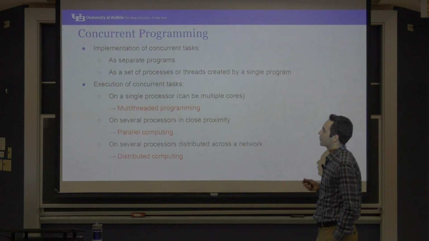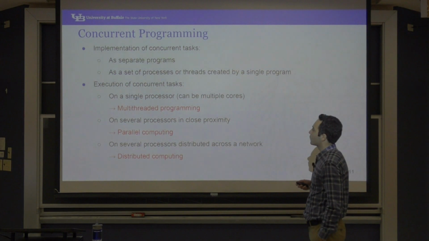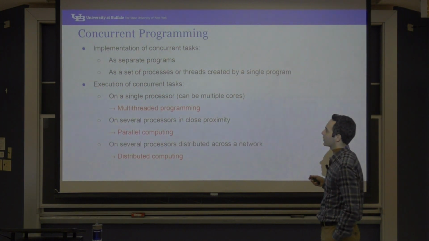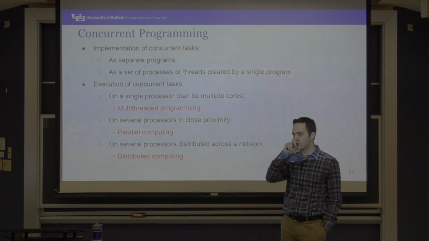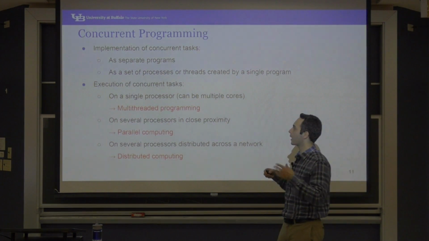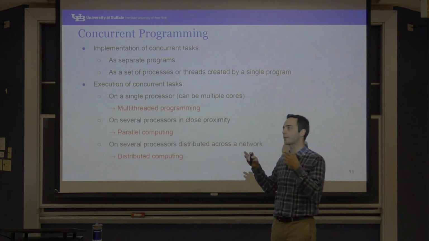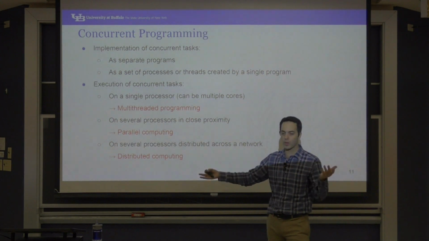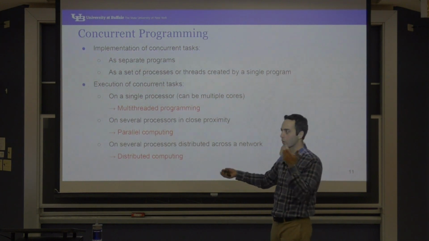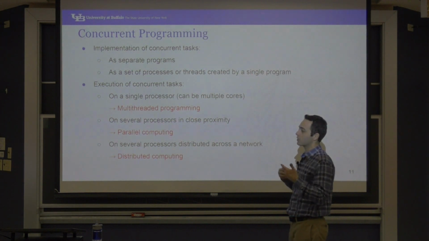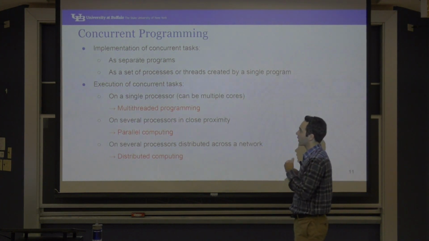So in concurrent programming, the implementation of concurrent tasks can happen as separate programs, right? Or as a set of processes or threads created by a single program. So this just depends on how the developer has designed it. If a program consists of separate programs, well, that's a different story. But if a program can use a set of processes or threads, then we're talking about this, right?